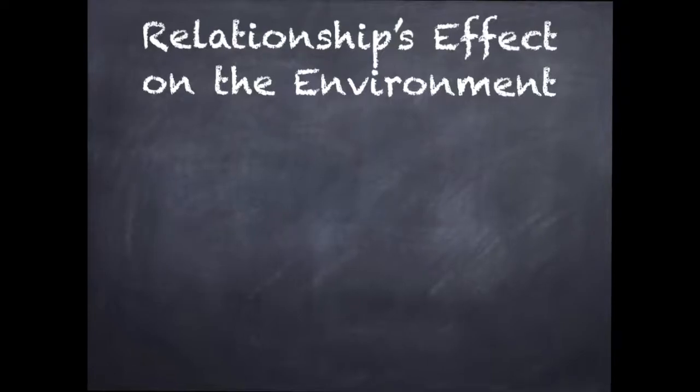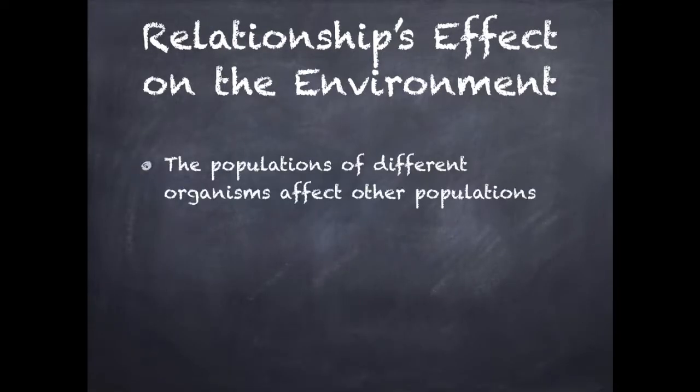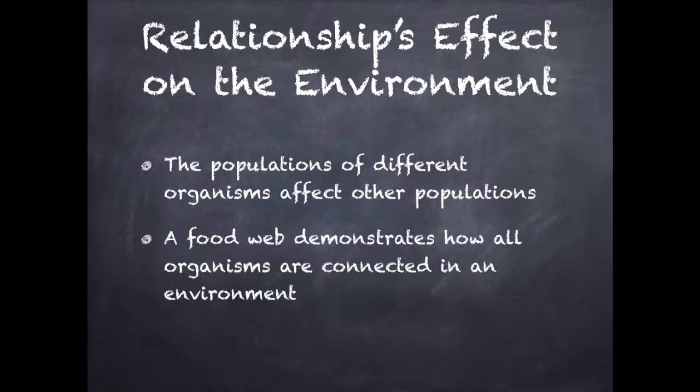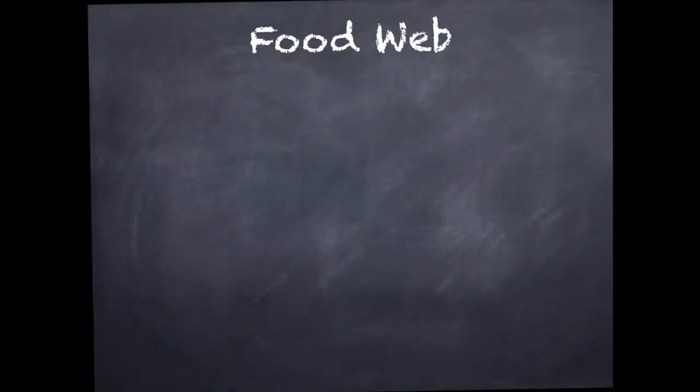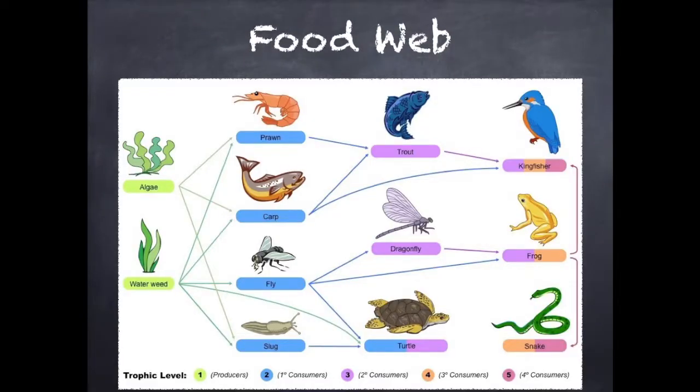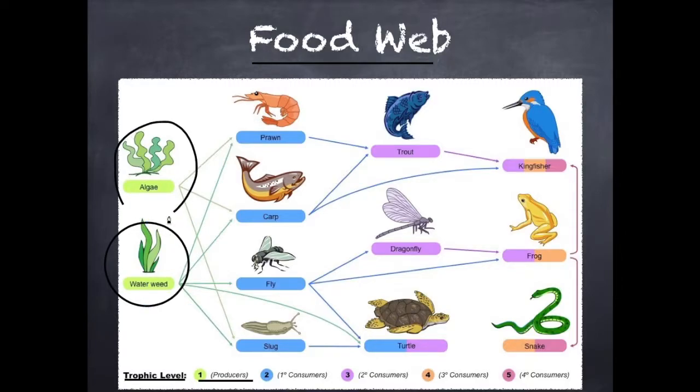Now we're going to look at the relationship's effect on the environment. The populations of different organisms affect other populations. A food web demonstrates how all organisms are connected in an environment. Here is an example of a food web. In this, you can see that there are many different levels and many different animals. These levels are called trophic levels, and in it we can see that there are producers, which we've talked about, and those are the plants that are able to take the sun's energy and produce it into their own nutrients.